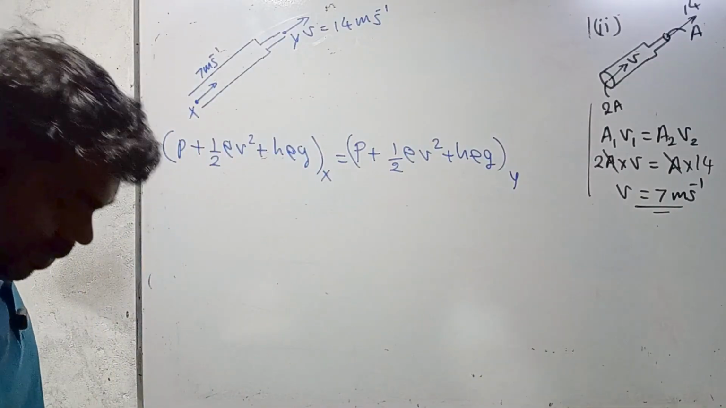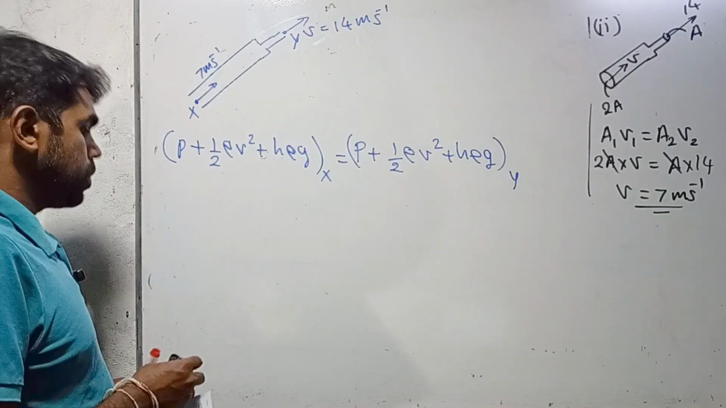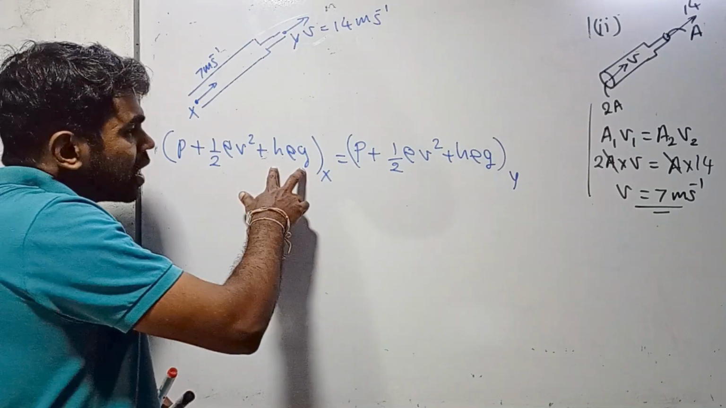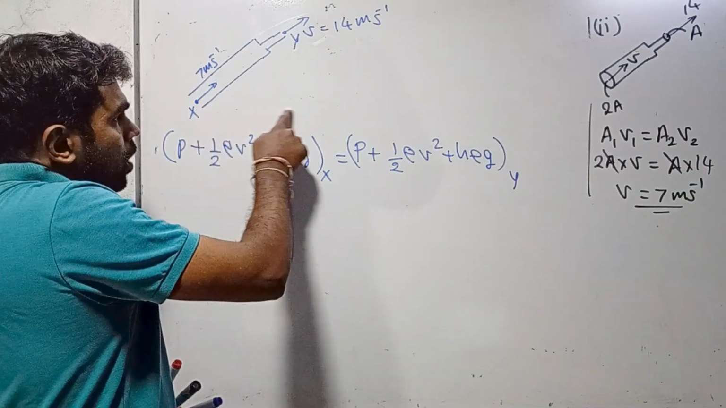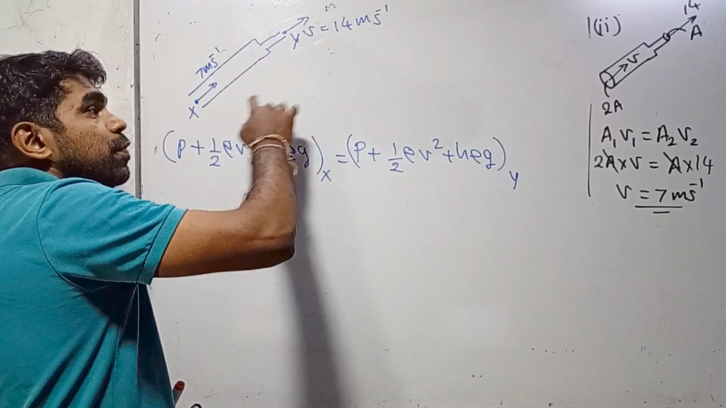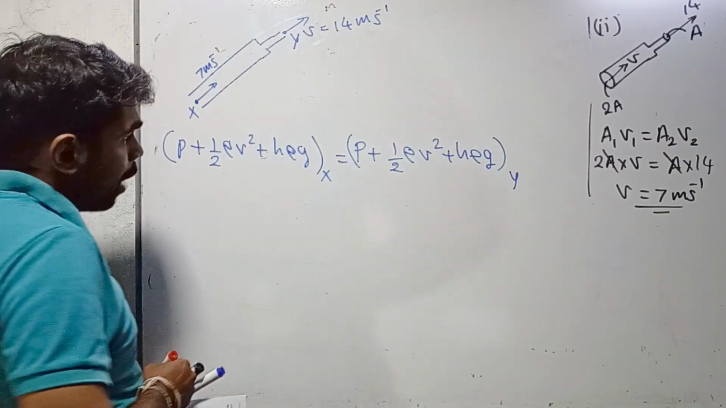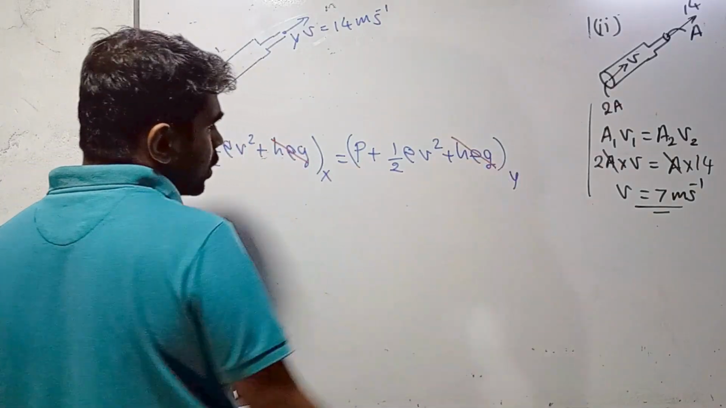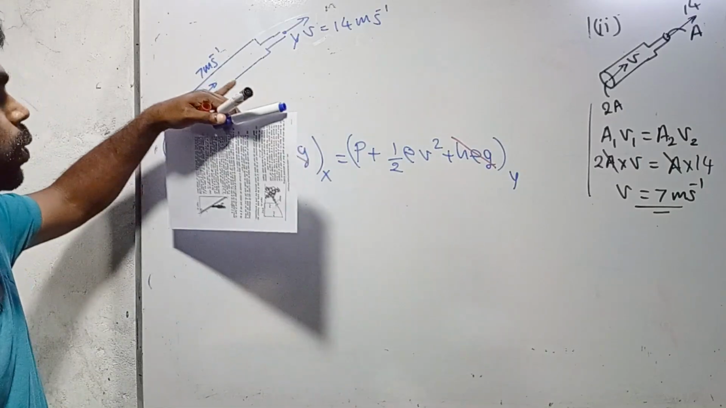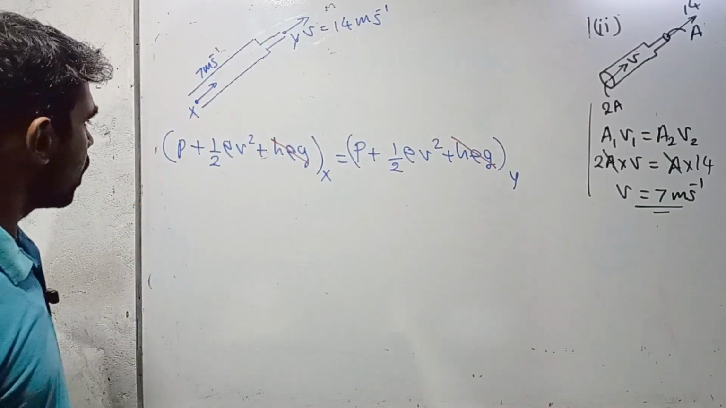Then we can substitute values, but they have given that this h value is negligible. It means this height is negligible, so there is no height difference between point X and point Y. Therefore, we can cancel out the h rho g term. There is the same height from the potential energy zero level to point X and to point Y.